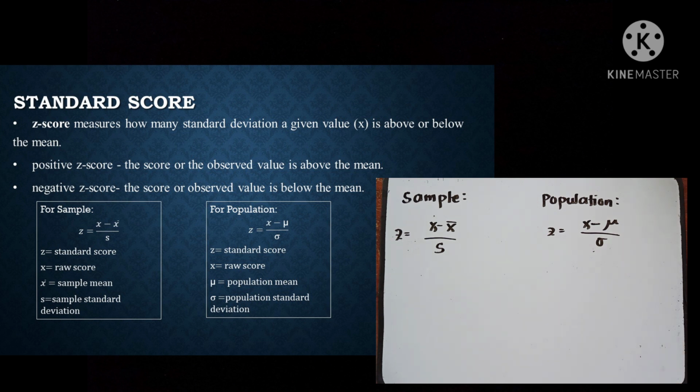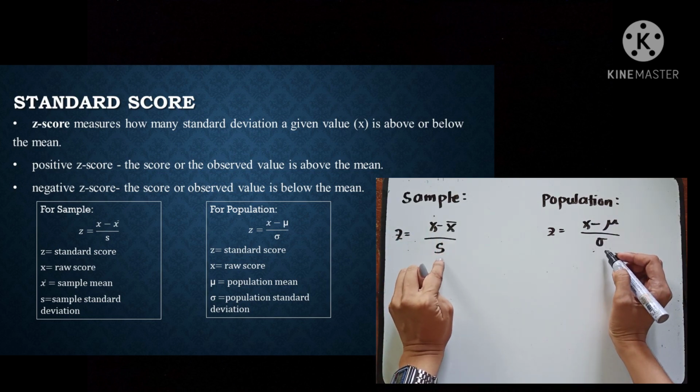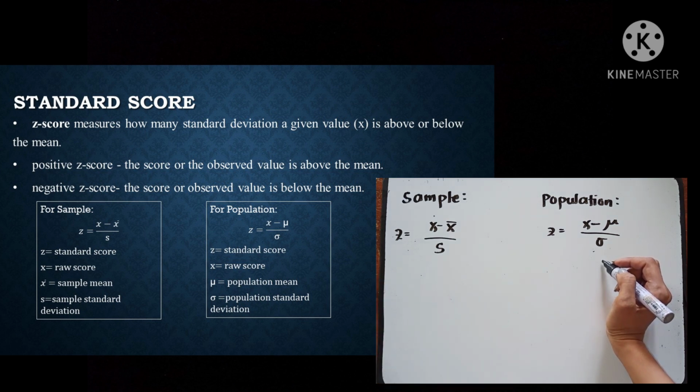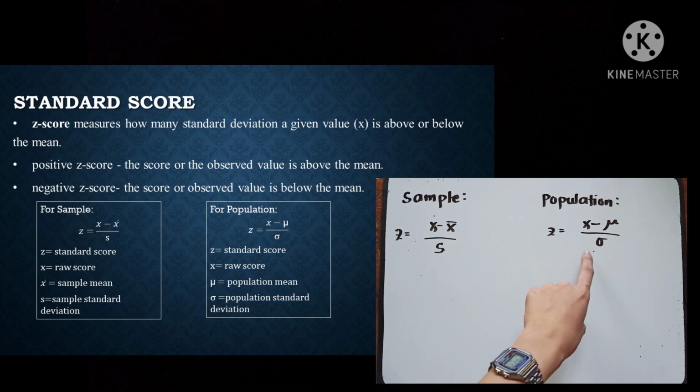Actually, halos wala namang pinagkaiba. This is just the same: x minus mean over standard deviation. Nagkaiba lang siya sa symbol, and kailangan lang alam natin kailan natin gagamitin yung symbol na s, kailan yung mu. Kapag sample ang given, ito yung formula na gagamitin. Pag population ang given, ito yung formula. Again, positive z-score, ibig sabihin, yung score is above the mean, and negative z-score, yung score is below the mean.